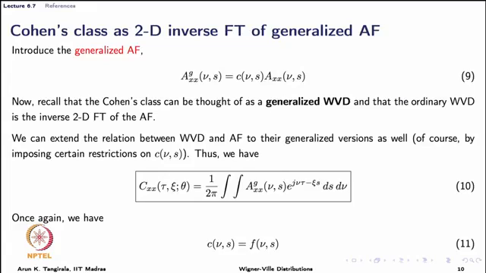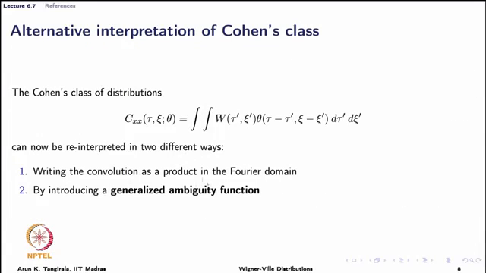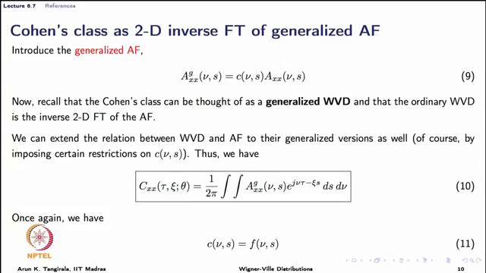The second interpretation is to introduce what is known as a generalized ambiguity function. It's the same thing. All we are saying is, first recall that the Cohen's class is a generalized Wigner-Ville, right. Now if I take the Fourier transform of the Wigner-Ville, I get the ambiguity function. So if I take the Fourier transform of a generalized Wigner-Ville, I should get a generalized ambiguity function. So what I do is I construct the generalized ambiguity function and take the two-dimensional inverse Fourier transform. That is exactly what I am doing here.